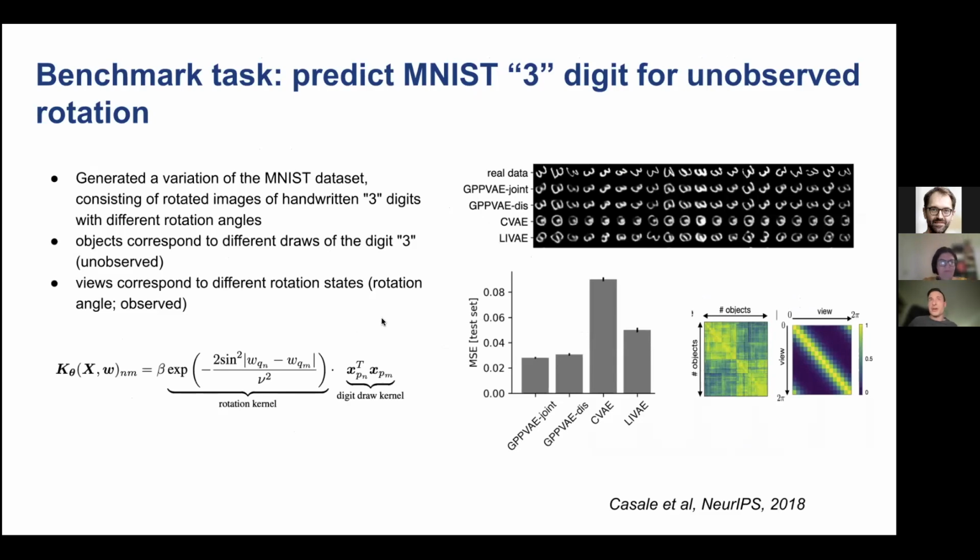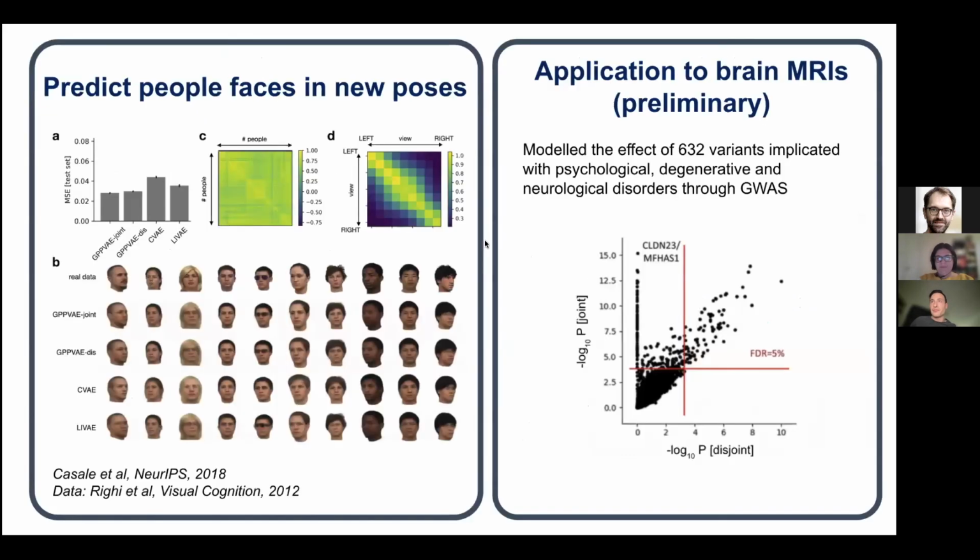I'm going to skip this application to MNIST. That was a benchmark task. We're now going back to apply this model on brain MRI, specifically modeling the effect from 632 variants that are implicated with psychological, degenerative, and neurological disorders through GWAS. So we model the effects of these variants during the phenotype extraction using this approach. And when we do that, we increase power in the downstream analysis. These are preliminary results, but we find a new hit, which is very interesting. We are validating it in the cohorts.